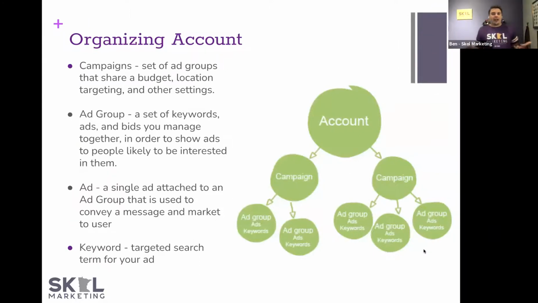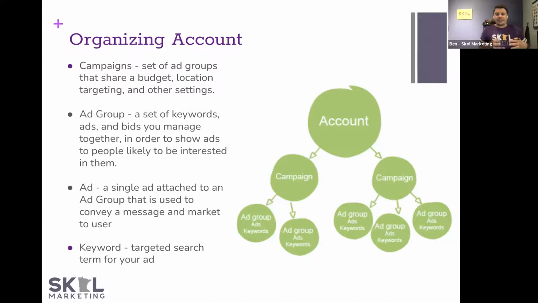So as we get into organizing accounts, it's important to understand that you have four main components, technically five, but you have your account being the fifth. You can see the org chart, so to speak. This is how you're setting up your Google Ads account. We have our account, and we're going to set up different campaigns. Underneath those campaigns are groupings of AdWords, which then have the ads and keywords within them.